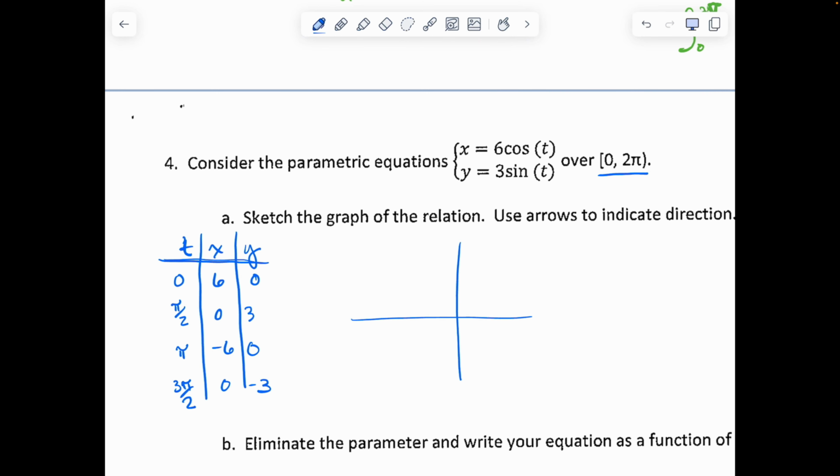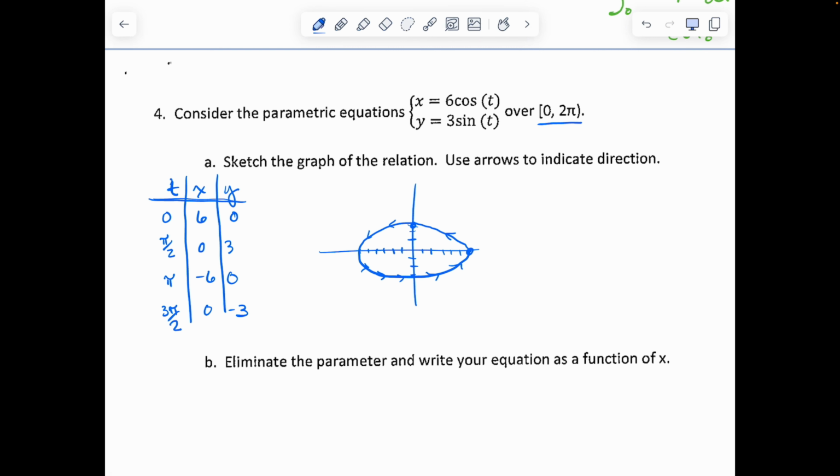So here's my ellipse. My x's go left and right, 6 units, and up and down 3 units. And I start here, and it travels in this direction. So I'm going to use arrows to show how my ellipse traveled. Eliminate the parameter and write your equation as a function of x.